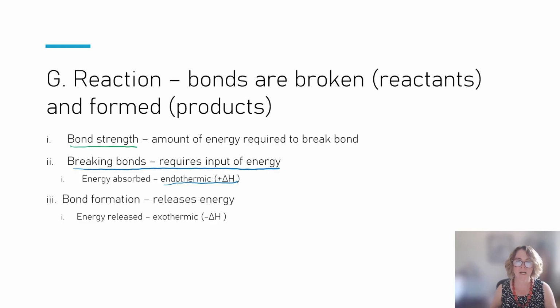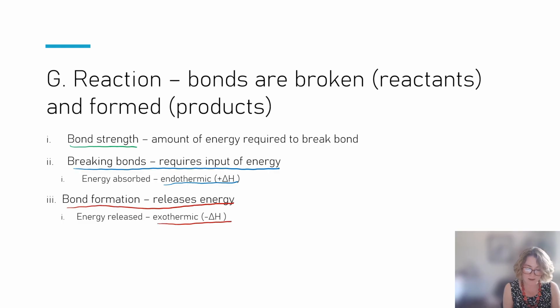So in order for that reaction to take place, we have to put energy in to get those bonds to be broken. Now, bond formation actually releases energy. And so that process of forming new bonds is exothermic. It is going to release energy into the environment. So again, you've got these two processes going on at the same time. You have to put energy in to break those bonds. Once those bonds are broken, new bonds are being formed, and that process is releasing energy.